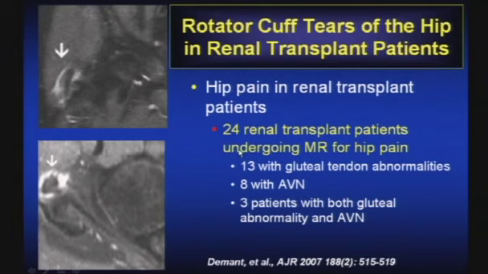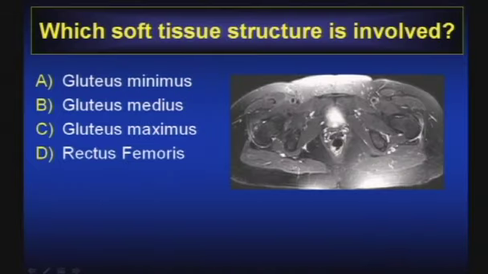Here, taken from Demont's article, showing pathology in this patient population. So in their article, 24 renal transplant patients undergoing MR for hip pain, 13 of them had gluteal tendon abnormalities. So we want to think about rotator cuff tears of the hip in active patient populations, again, that 50 to 60 range active female. In the total hip replacement patient who presents with pain, we want to think about it in patients who are predisposed to enthesial disease. So osteomalacic patients, hyperparathyroidism, and the like.